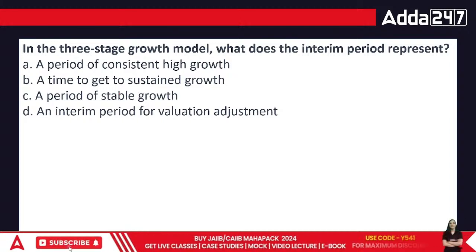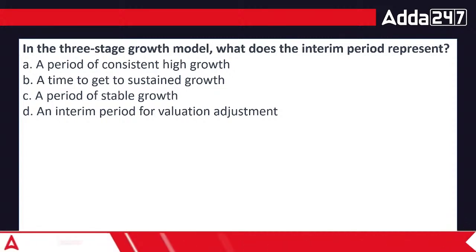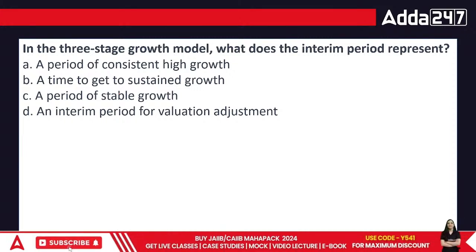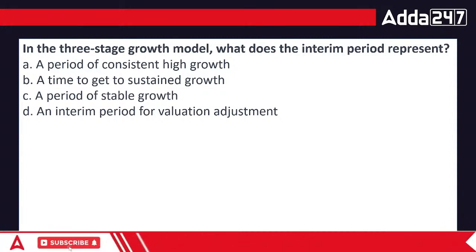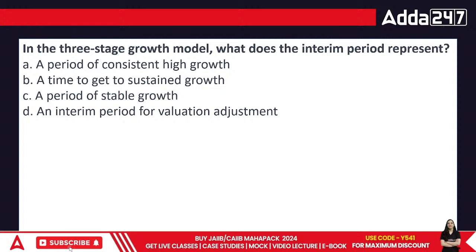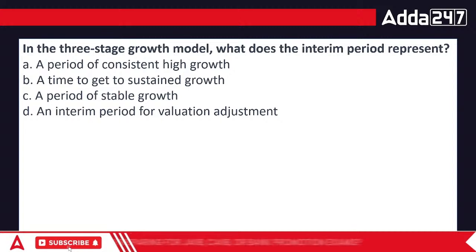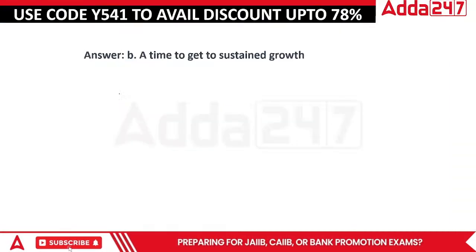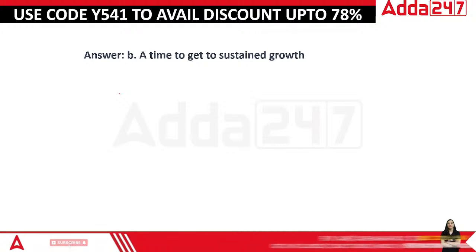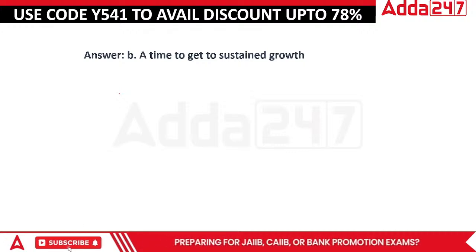Okay, in the three-stage model, what do they say? I told you about the interim period, but what about the three-stage model? Under this specific three-stage model, they are saying that it is a period of consistent high growth, a time to get sustained growth, or a period of stable growth, or an interim period for valuation adjustment. In the three-stage model, what does interim period represent? So this is basically a period of sustained growth. Sustained meaning the growth is there, but there's a specific way it has been growing.